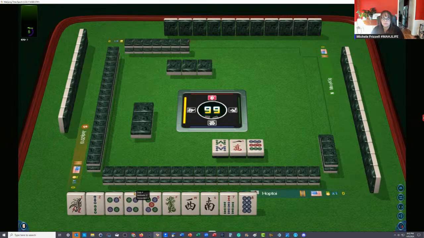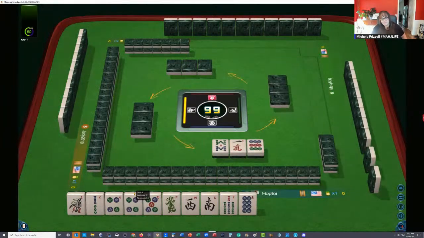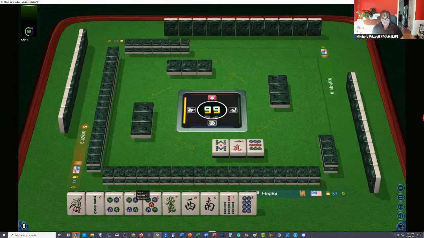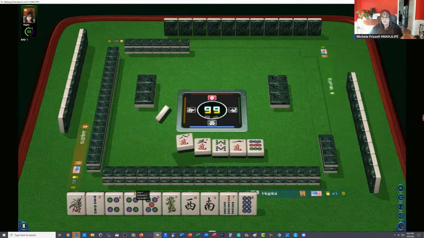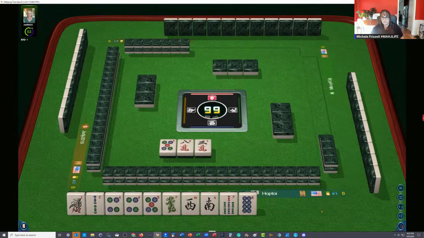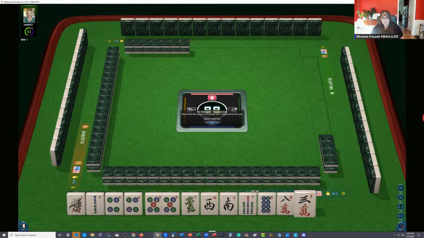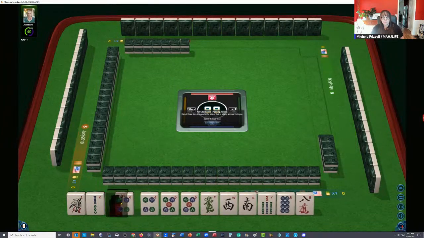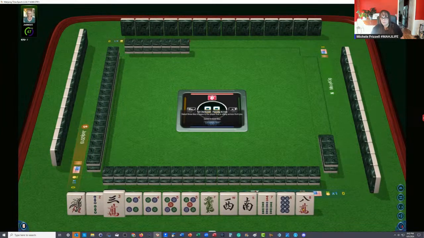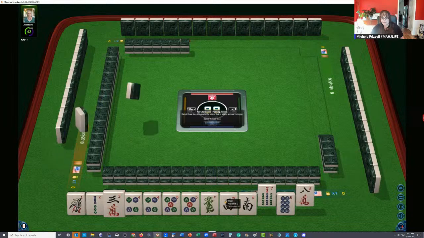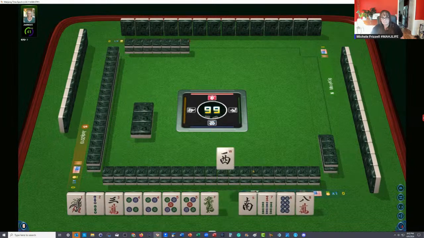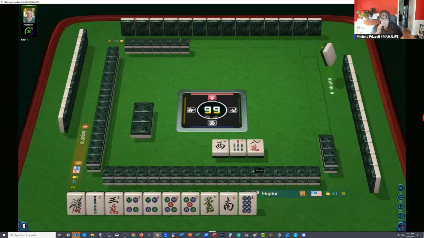We need something for the 4s. 1, 2, 3, 4. 2, 3, 4, 5. 4, 5, something or other. Okay, here's a 3 and a 5. So that's good. We have 2 multiples now with the 4 and the 5. We can keep that 3. And we have tiles we can pass. 4, 5.